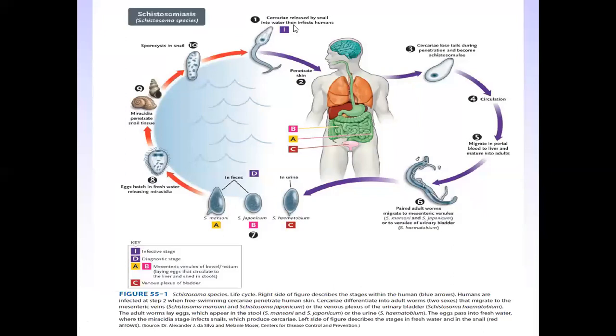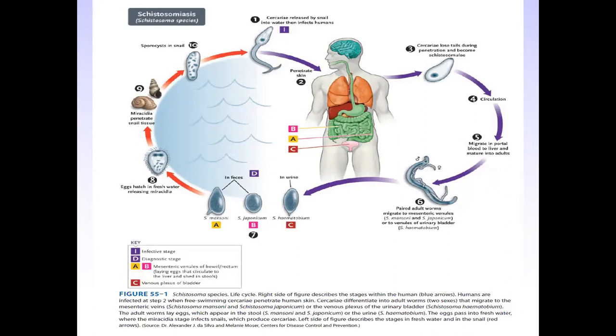These are the cercaria which are released by the snail into the water, and they are going to penetrate the skin in individuals who are either working in the water, for example, fishing, or who have certain occupations involving direct contact with the water. The cercaria, when they go into the body, are going to lose their tail and become schistosomulae, and they will pass into the circulation. They will go into the portal blood and then into the liver, and in the liver they are going to mature into the adult worms.